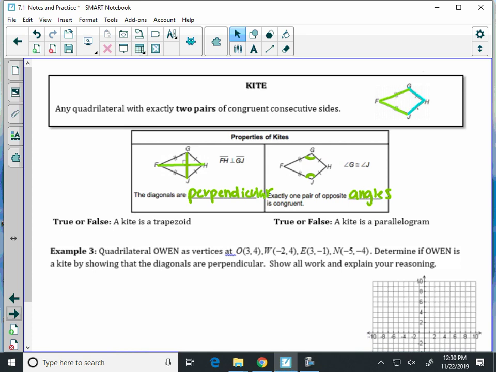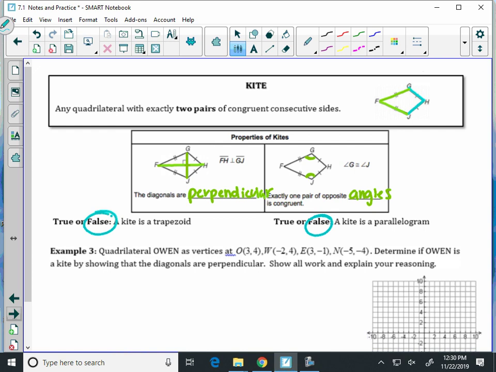False. Why is it false? Yeah, none of the sides are parallel, so it can't be a trapezoid. None of the sides are. Zero sides are parallel. So therefore, is it a parallelogram? No. None of the sides are parallel. So it can't be a trapezoid. Can't be a parallelogram.